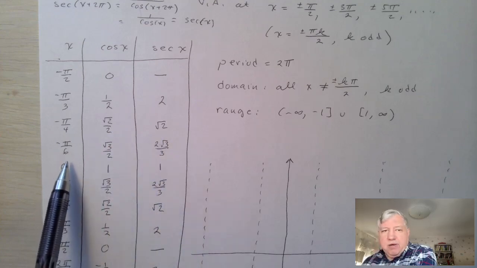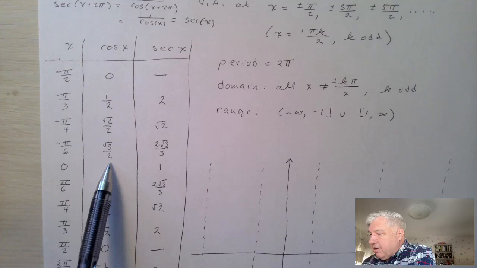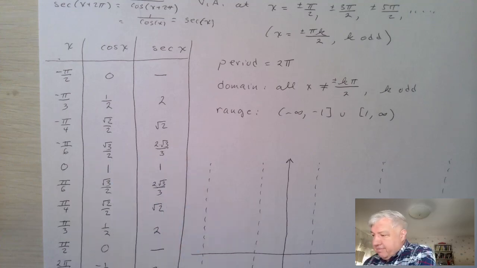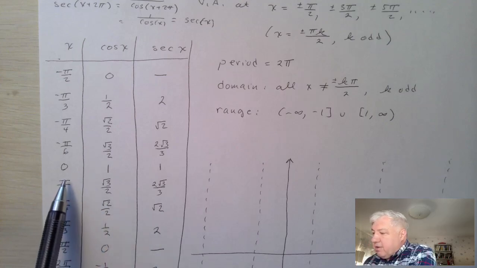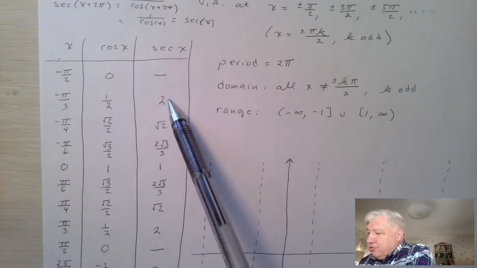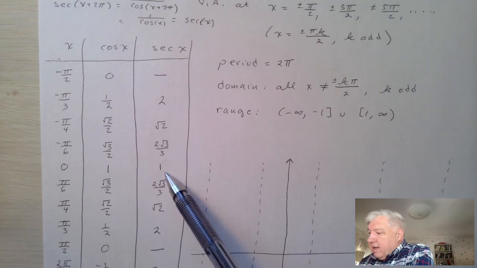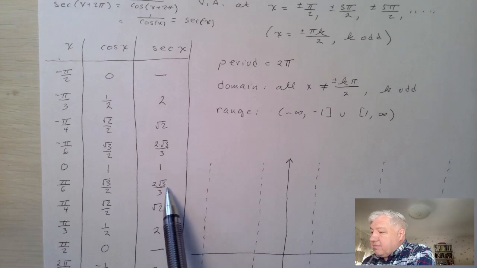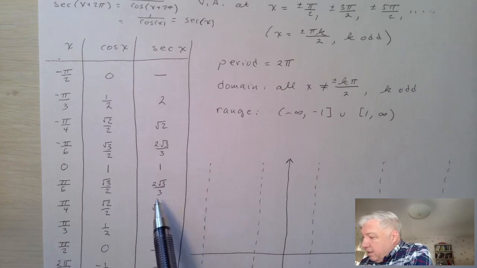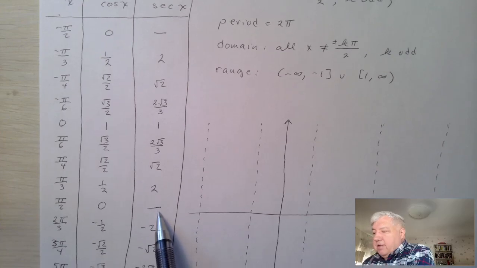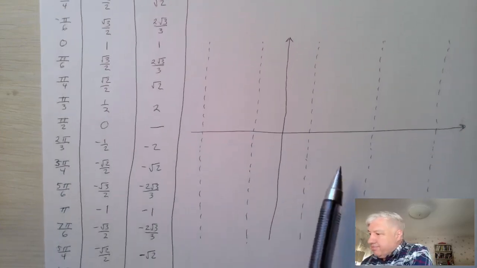If we take negative pi over 6, the cosine is square root 3 over 2. If we flip it and then rationalize the denominator, we get this, 2 square root 3 divided by 3. And then, of course, at 0, the cosine is 1, so the secant is 1. So we can say these numbers actually go from 2 to 1, at 0, and then all of a sudden they start increasing again. At pi over 6, we're back to 2 square root 3 over 3, and then square root 2, and then it's undefined at pi over 2.